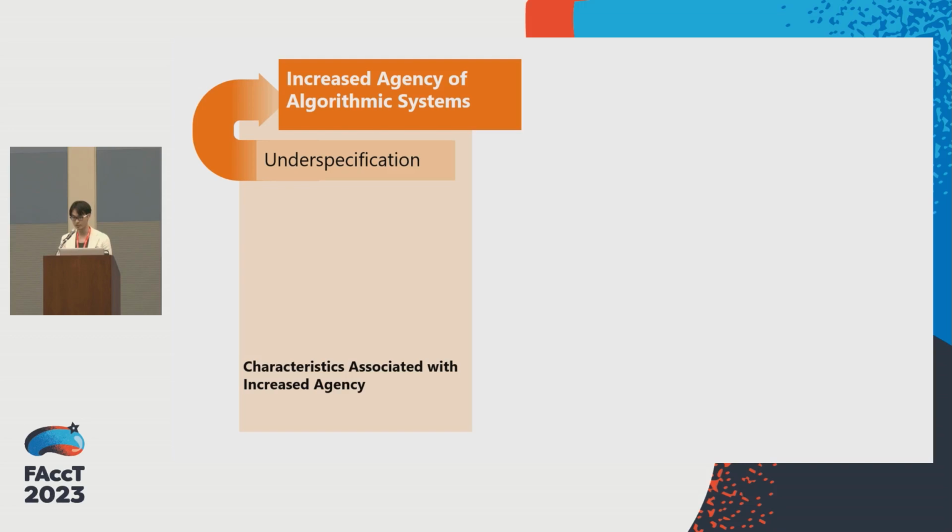You don't go into machine code. All you provide is the text specification. The second property is directness of impact.